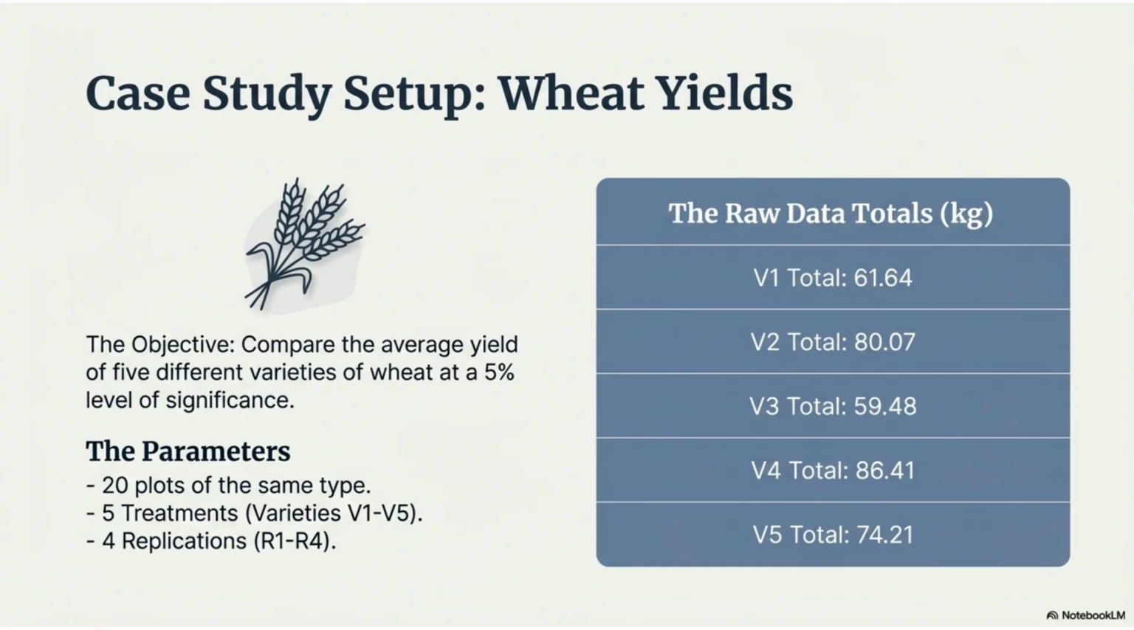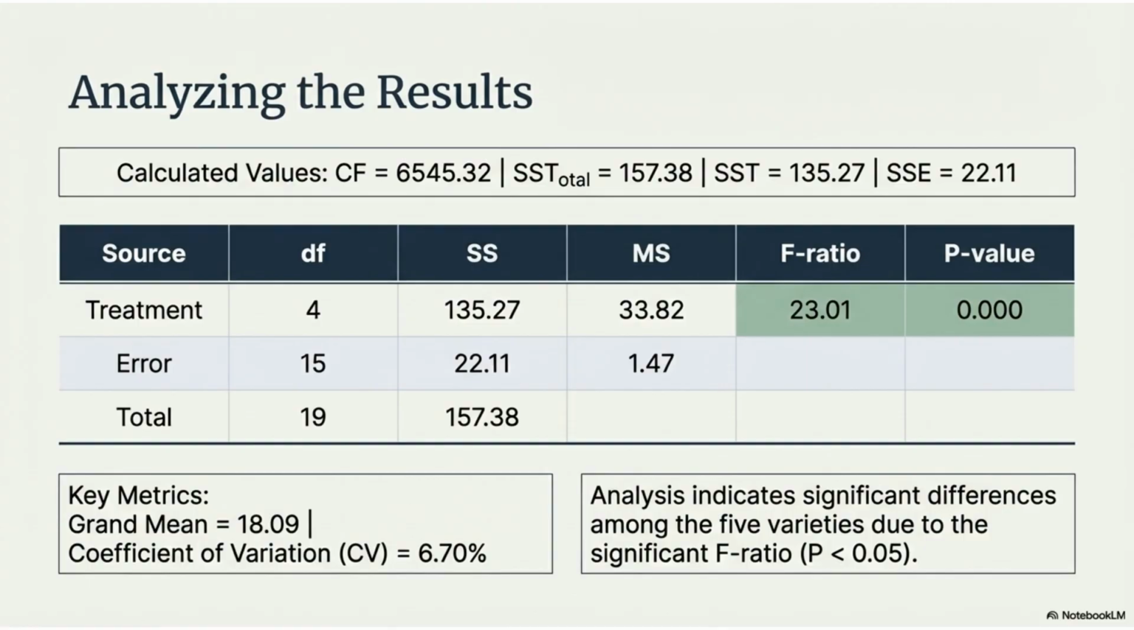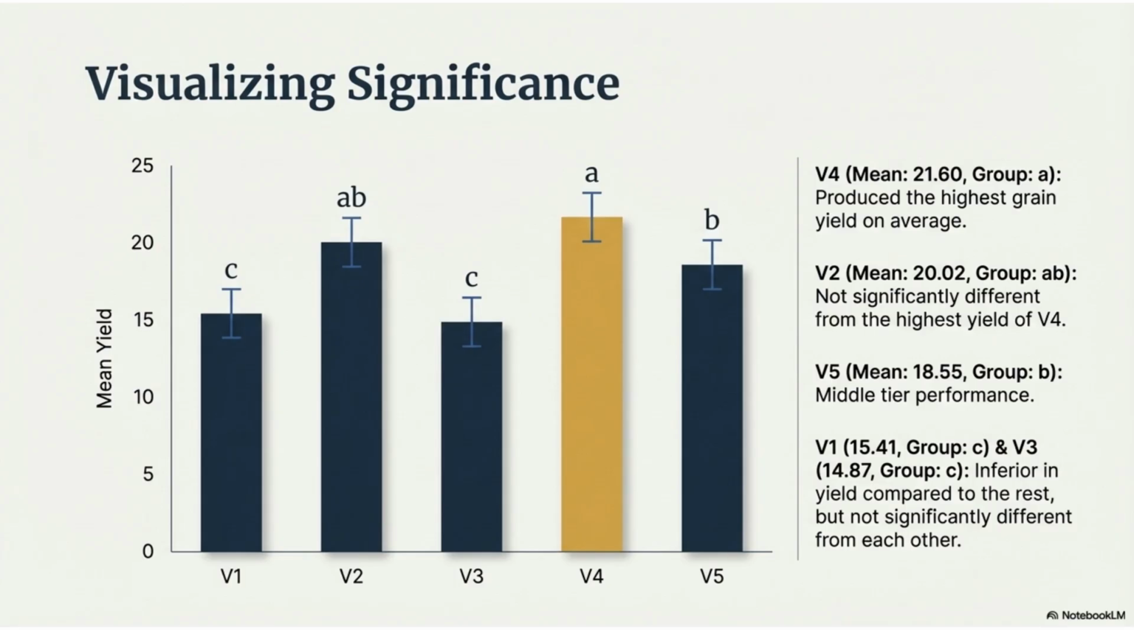Let's apply CRD to a case study comparing the average yield of 5 different wheat varieties at a 5% significance level. We have 20 plots, 5 treatments, and 4 replications. Analyzing the results, we find calculated values for the sum of squares. The ANOVA table shows a significant F ratio and a p-value of 0.000, indicating significant differences among the 5 varieties. Visualizing the significance, variety V4 produced the highest average grain yield, while V1 and V3 were inferior in yield but not significantly different from each other.